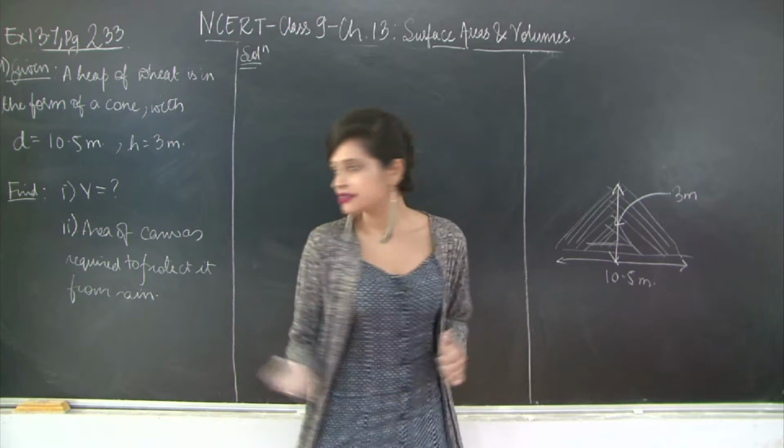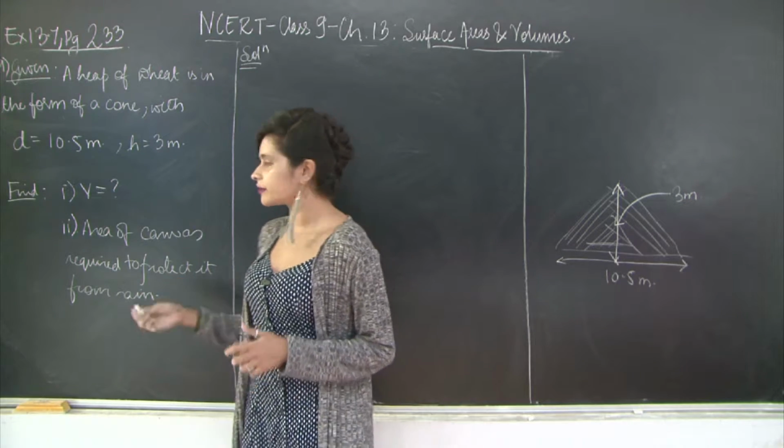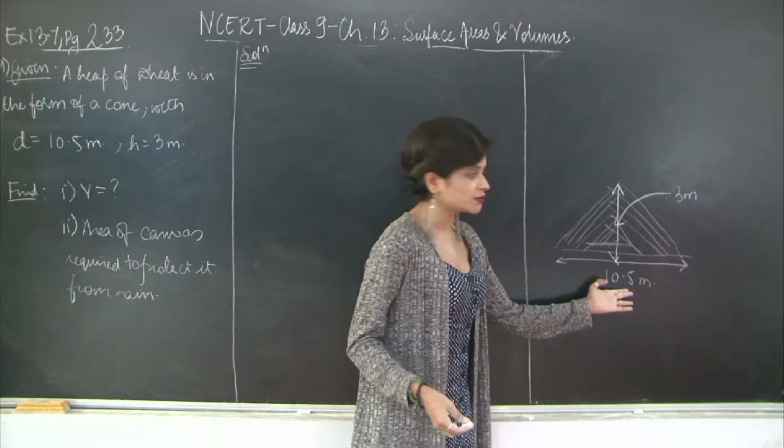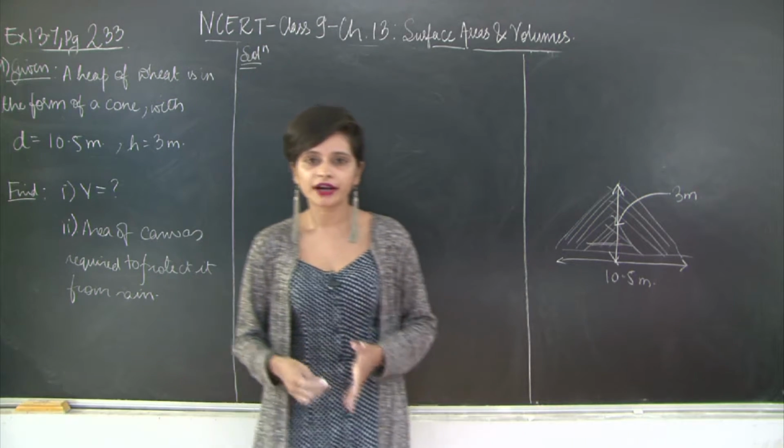We need to find two things: the volume and area of canvas required to protect it from the rain. So volume is very simple to find. We will be able to find the radius using this, and we have the perpendicular height. We know the formula for volume of cone is 1/3 pi r square h.